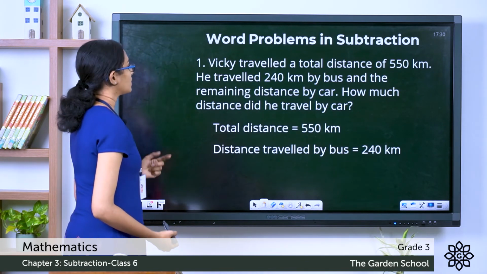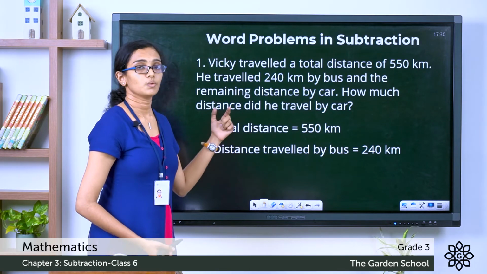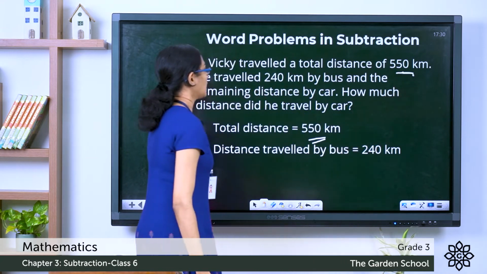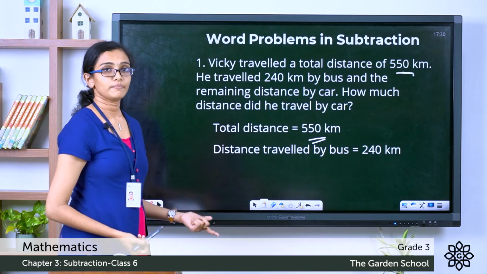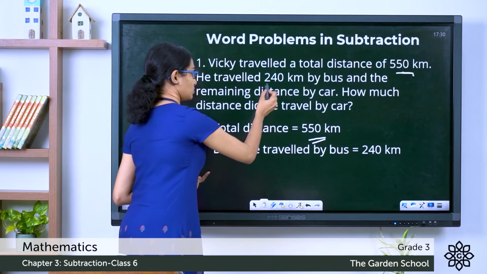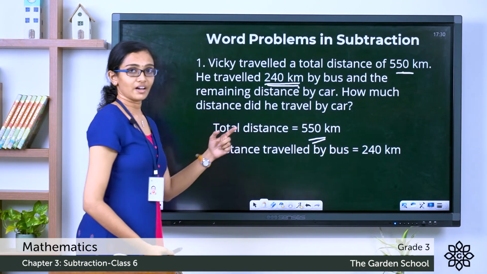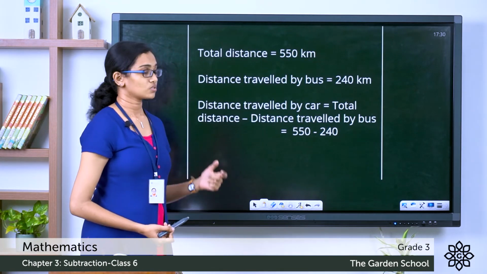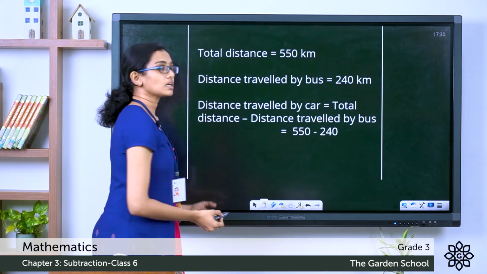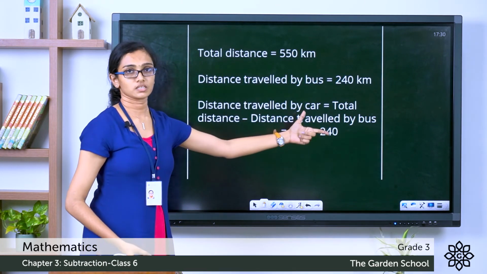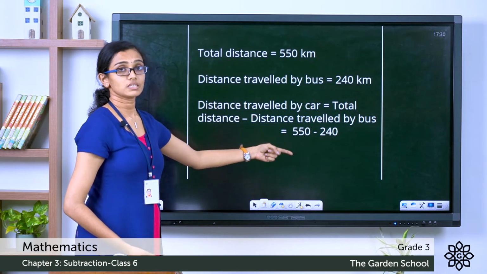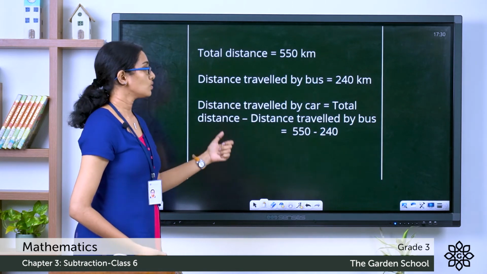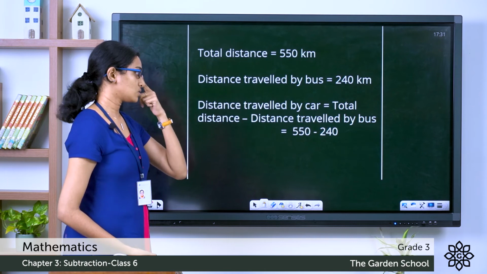So the first step would be the total distance. What is the total distance? It is equal to 550 kilometers. Now the distance traveled by bus is 240 kilometers, that we have written there. Now we have to find out the distance traveled by car. So that would be equal to the total distance minus the distance traveled by bus. So substituting the numbers from the data, we get 550 minus 240.